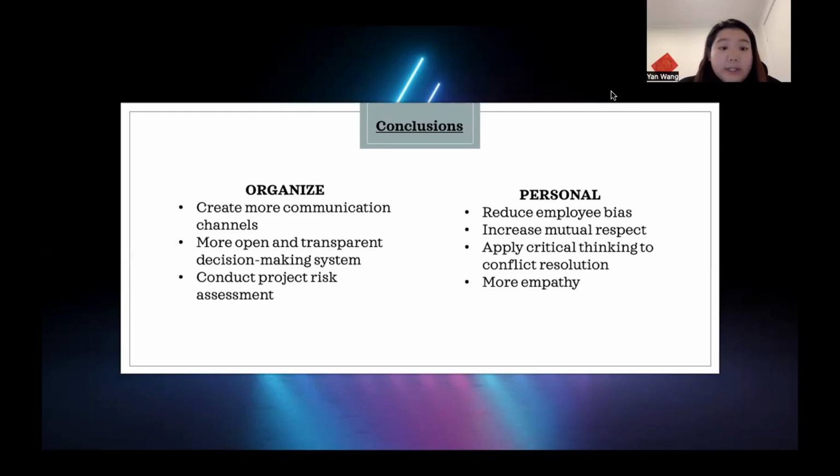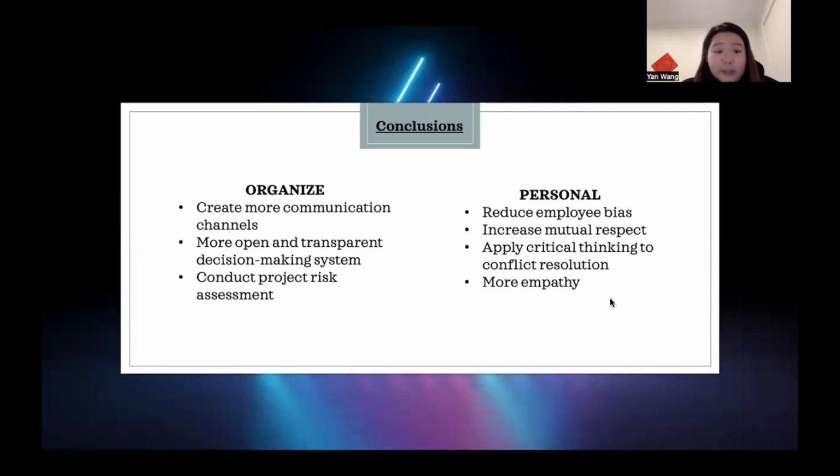So for organizations, it is more necessary to solve the factors that can cause conflicts as much as possible before conflicts arise, and try to be fair and transparent, such as developing more communication channels to reduce misunderstandings and conflicts caused by untimely communication, and making decision-making more transparent and open and systems as fair as possible. Organizations are also obliged to conduct risk control and assessment of the projects they undertake.